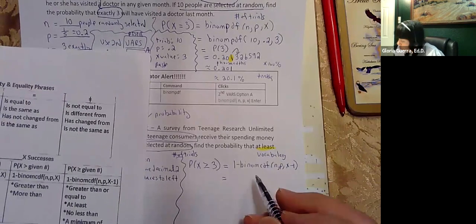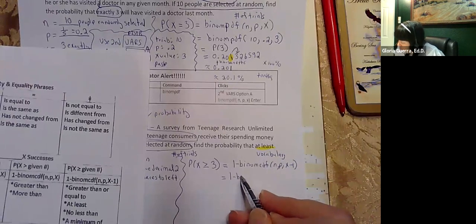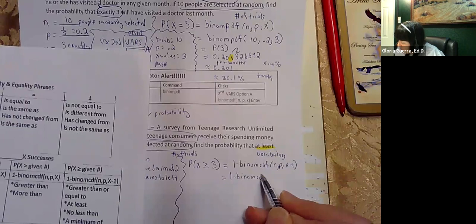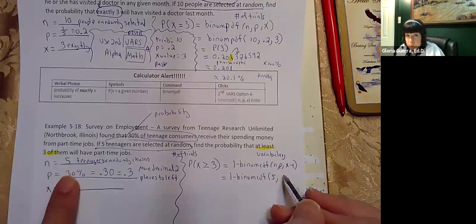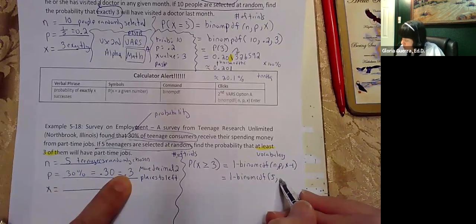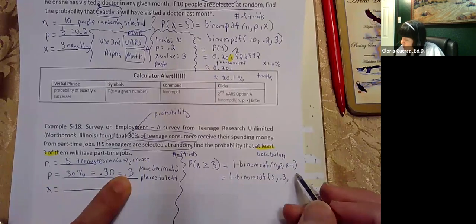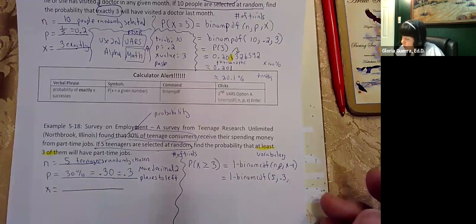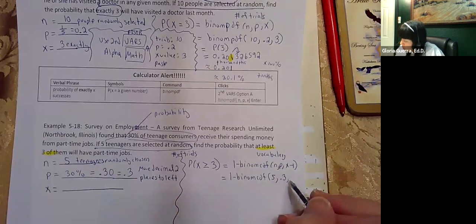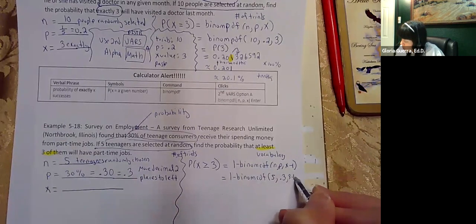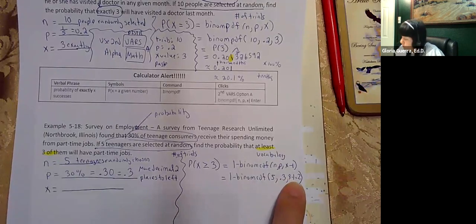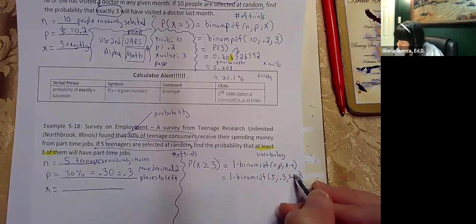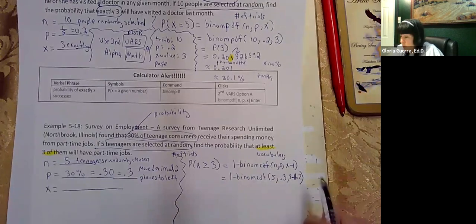Okay, then I'm going to start doing my substitutions. 1 minus binomial CDF. Okay, so n is 5. P is 0.3. And then your x minus 1. So it said greater than or equal to 3, so it's going to be 3 minus 1, which is equal to 2.